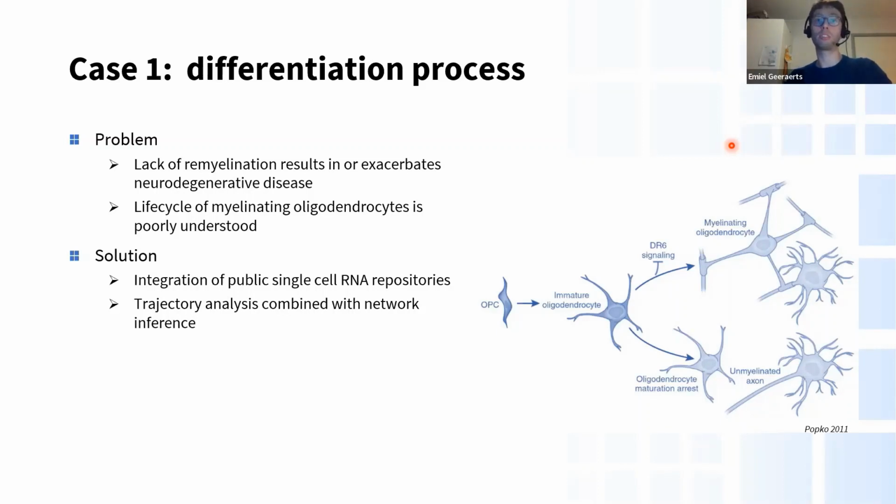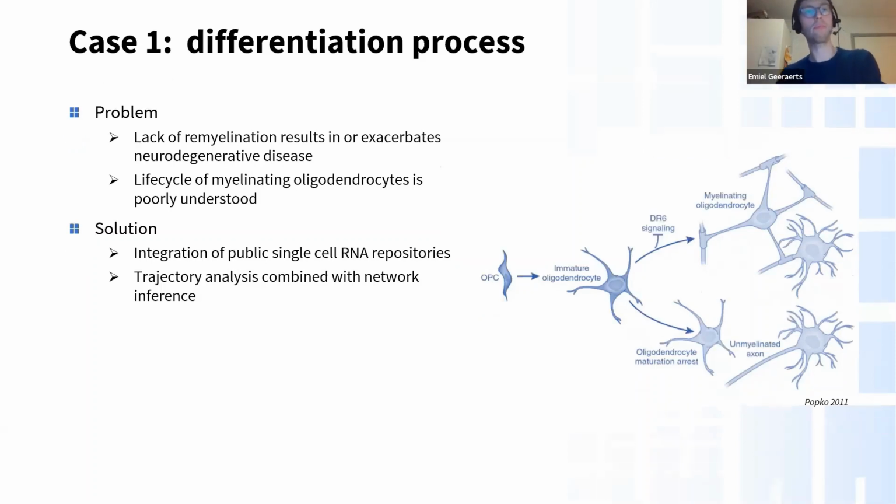We combined the trajectory analysis with this network inference. So we created an in silico life cycle, let's say, from your progenitor oligodendrocyte precursor cell to your fully mature myelinating oligodendrocyte, with the objective to find what is driving this differentiation.